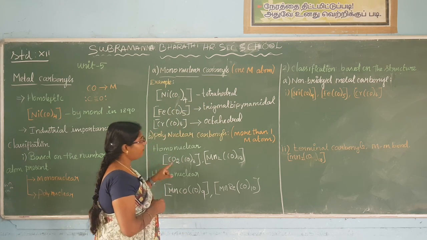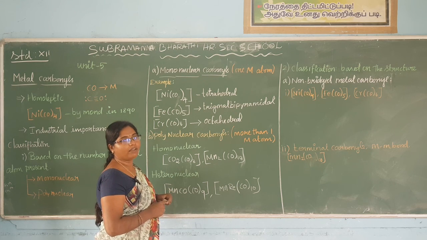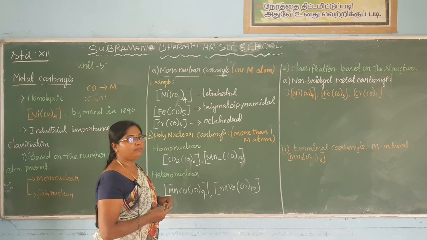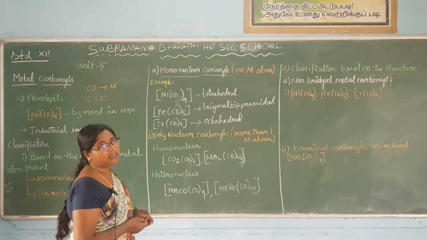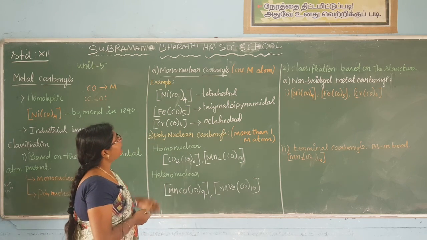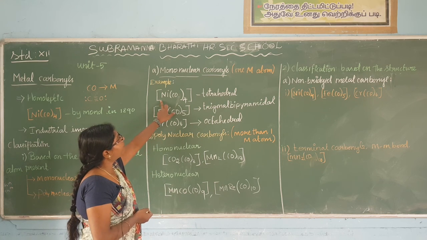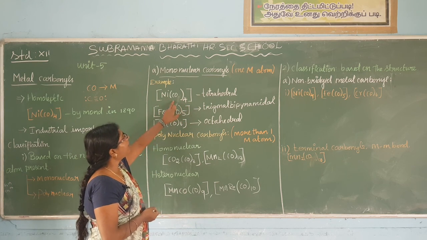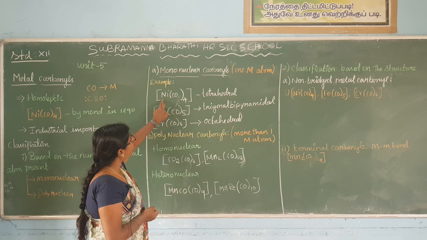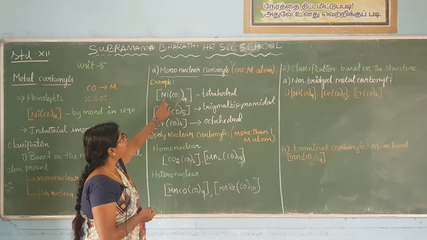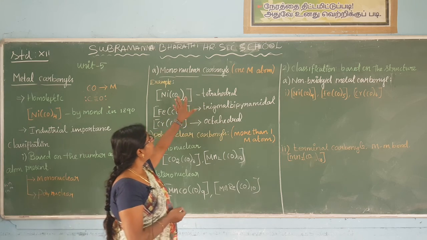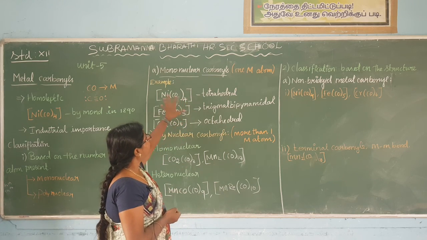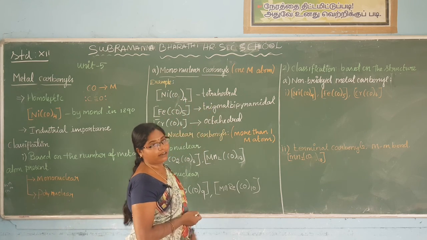If it is having more than one metal atom, that is called heteronuclear or polynuclear carbonyls. We will see the example now. Here they have given nickel tetracarbonyl. This has only one metal, which is nickel. Nickel is attached with the 4 carbonyl groups. So it is nickel tetracarbonyl and the shape of the molecule will be tetrahedral.